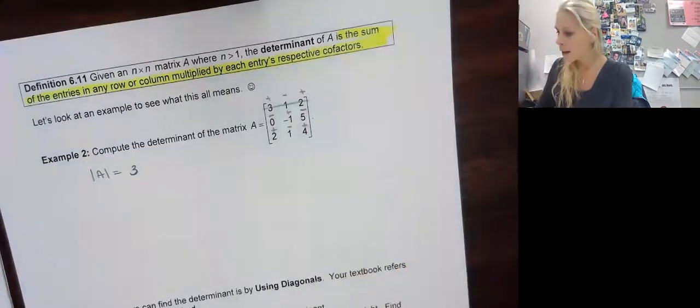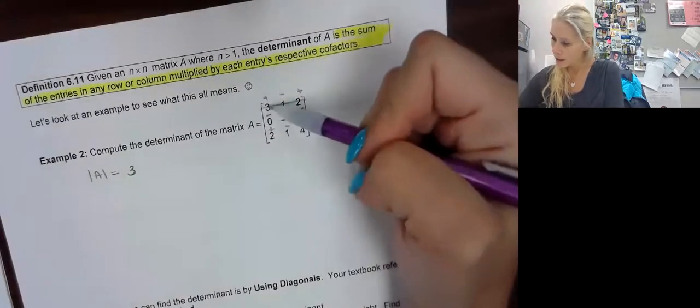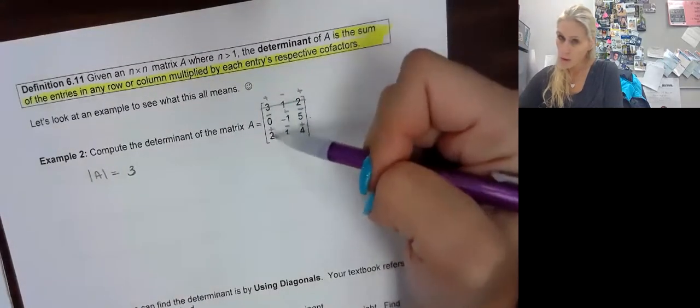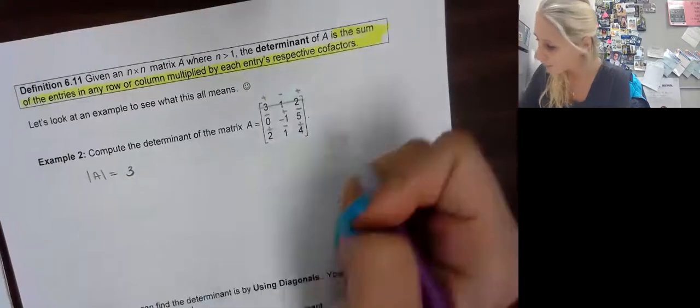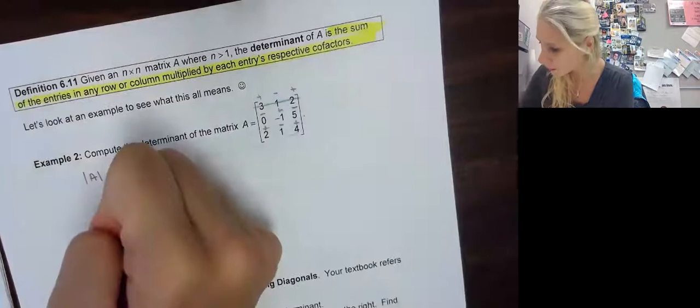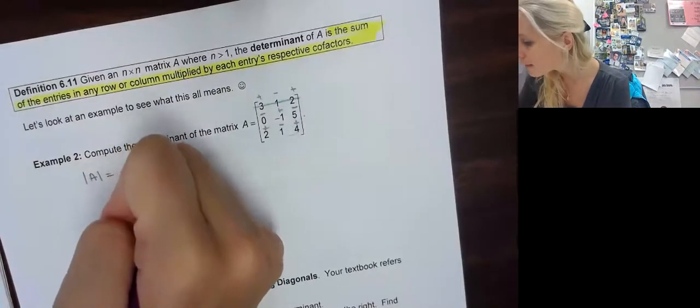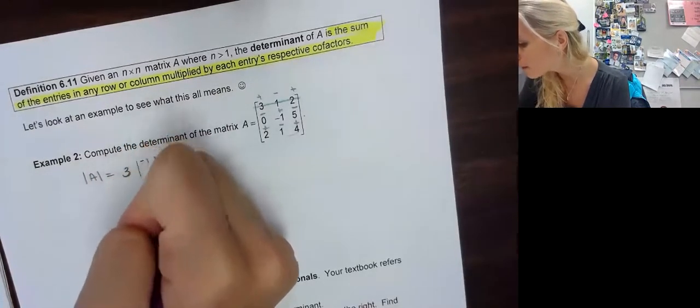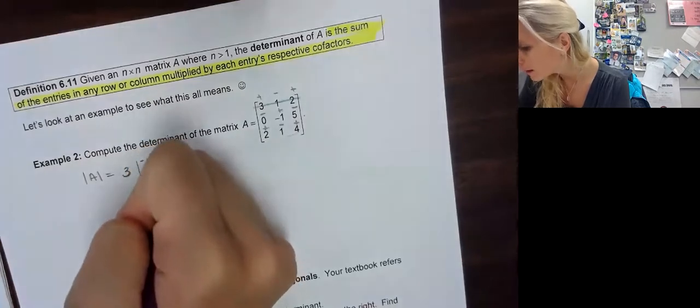Okay. And when I look at 3, I'm going to kind of ignore the row and column of 3. And I'm left with this new 2 by 2, right? So it's almost as if I have this -1, 5, 1, and 4.